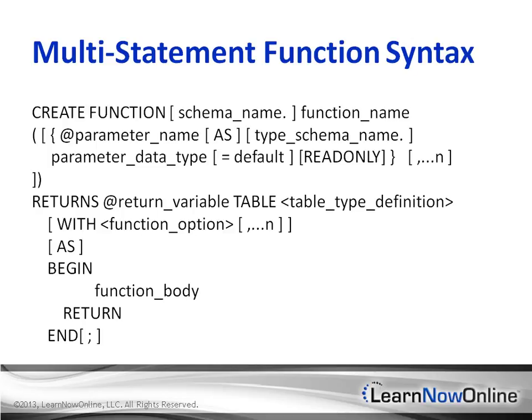So you actually have to define the columns in the table as though you were creating a persistent table within the database. And then you can use the with clause with different function options. And then the as clause contains the body of the statement. Because you can have multiple statements within the body, you have to have the begin and end. But because you have to define the structure of the table, in order to end the function and return the table to the calling code, you just use the return statement. So it's just some basic variations on the scalar function and inline function syntax.